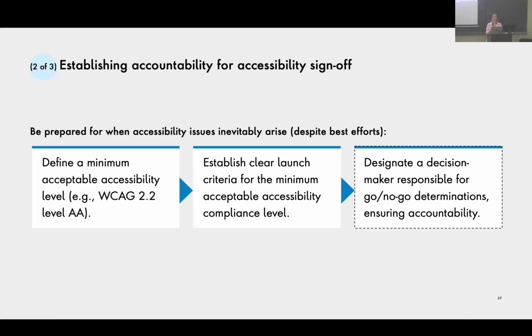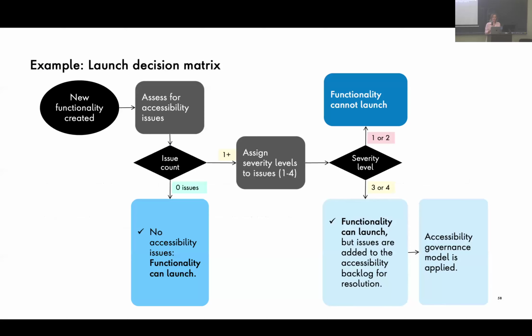And then finally, you want to designate a decision maker who's responsible for go, no-go determinations. And just a hint, it shouldn't be you. As the accessibility specialist, a lot of times people try and put that on me, but I always defer to legal. Okay, so here is an example of a launch decision matrix.